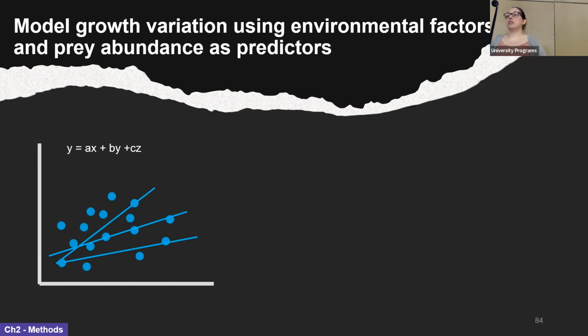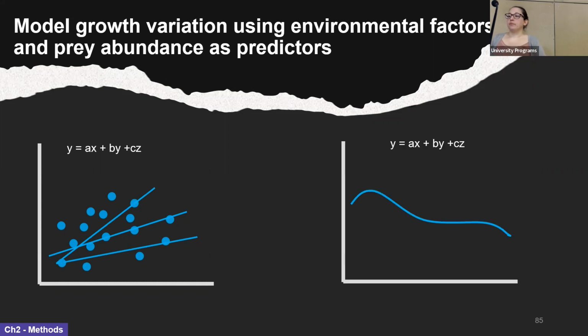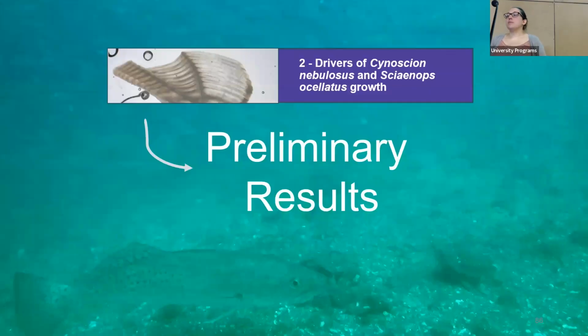I'll then use multiple regression to create explanatory models of annual growth for speckled trout and red drum. And lastly, I'll be creating predictive models to assess potential future scenarios based on the relevant environmental factors and prey species predictors identified. So next, I'm going to get into the preliminary results for this chapter.